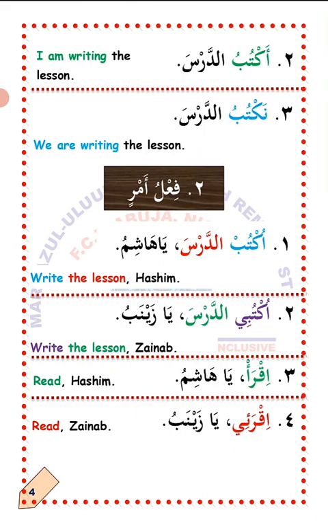Arba'a, number 4. Ikra'i, ya Zainab. Ikra'i, read. Ya Zainab, Zainab. You use ikra to command a male person and ikra'i to command a single female person by attaching ya'un to the base. La'allaka fahimt? I hope you understand.